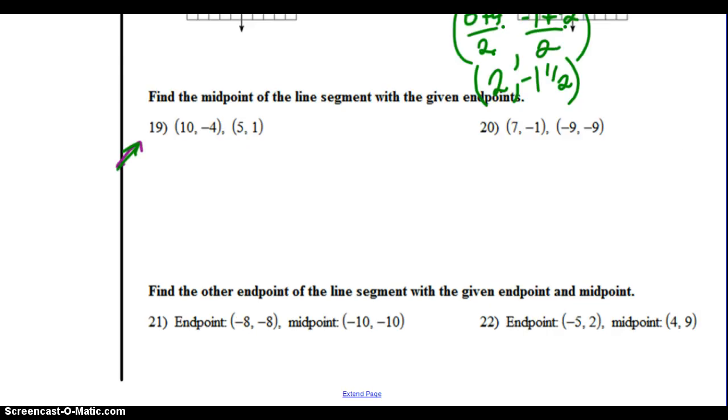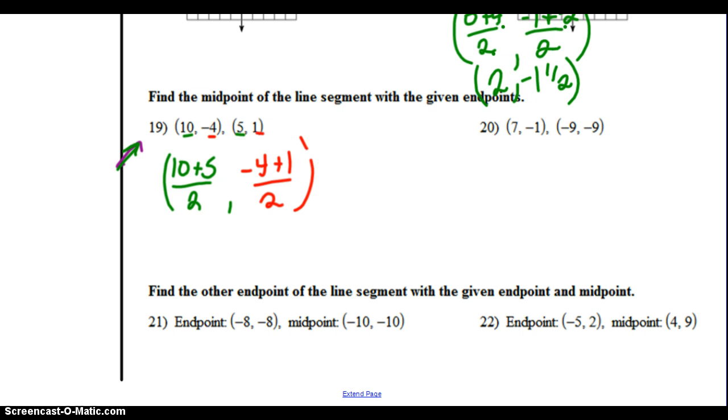Let's take a look. For 19 and 20, we don't have a coordinate grid, so we can't do half the rise and half the run. We're going to have to take the x values, add them together, and divide by 2. Let's do that now. So 10 plus 5 divided by 2. And the y values, add them together, and divide by 2. So -4 plus 1 divided by 2.